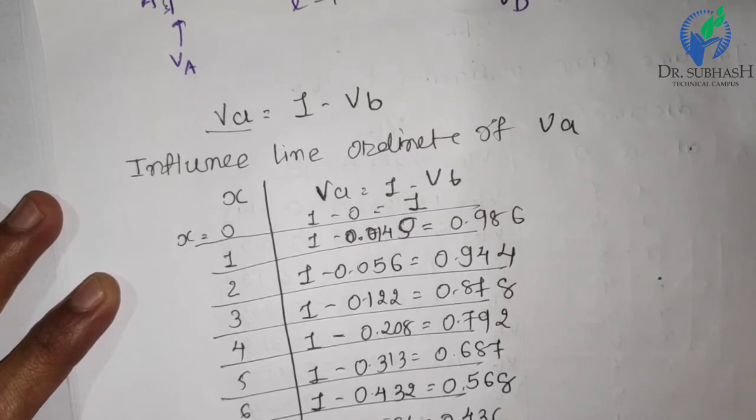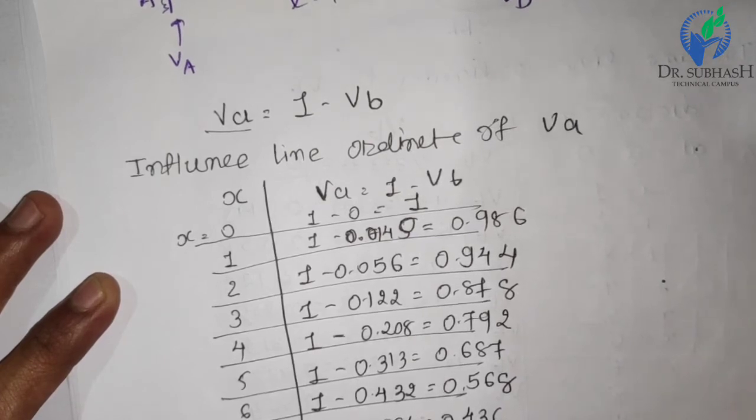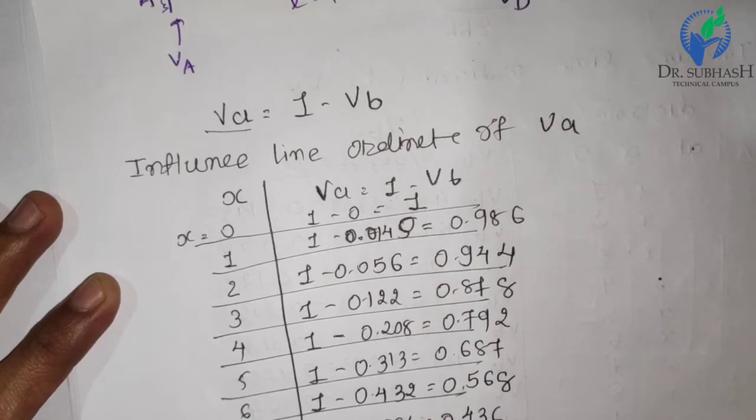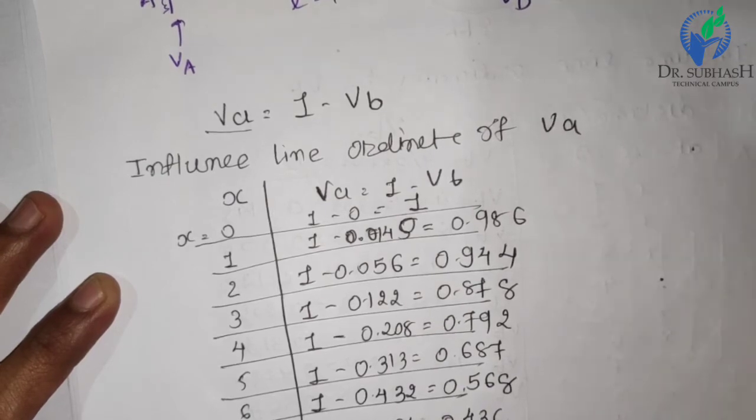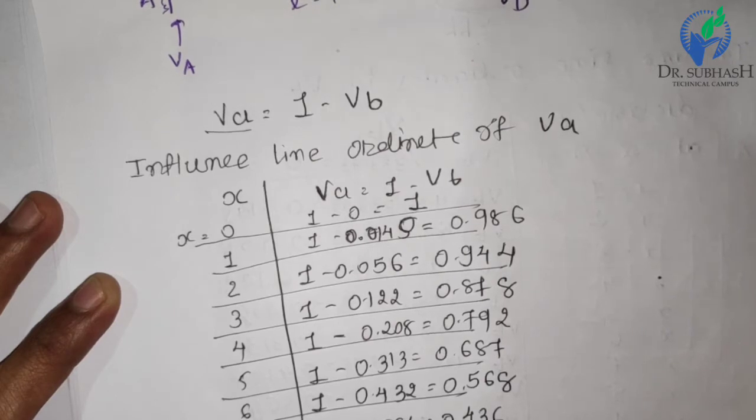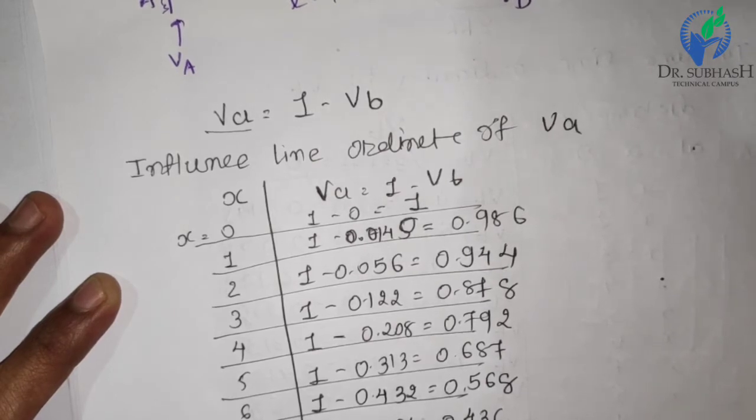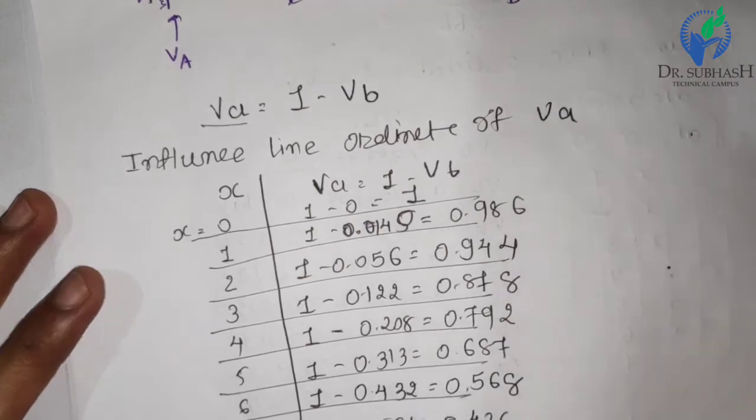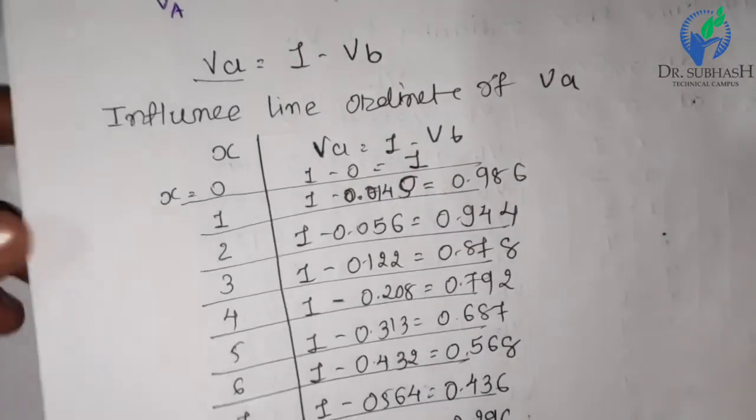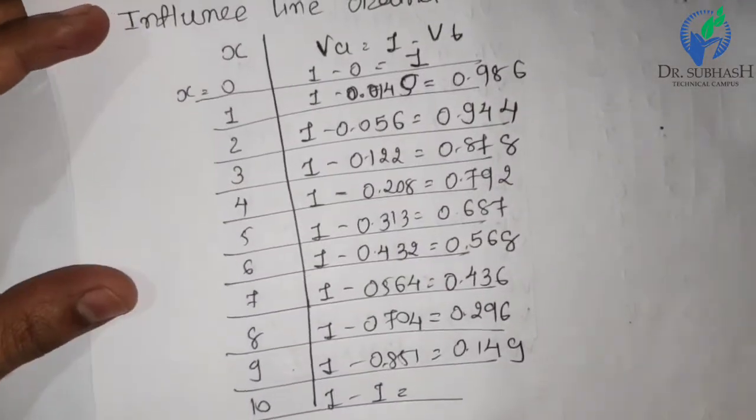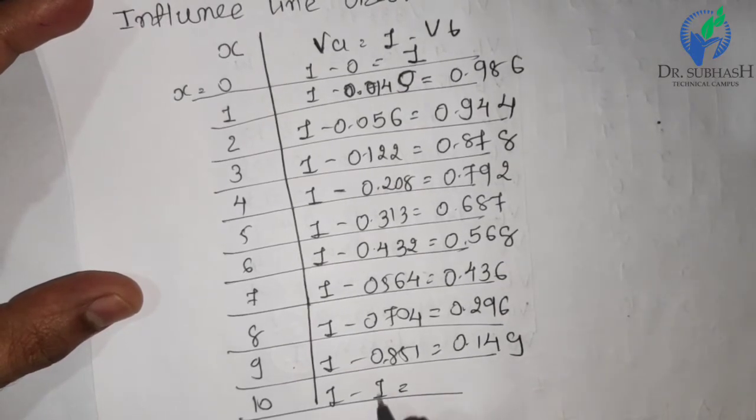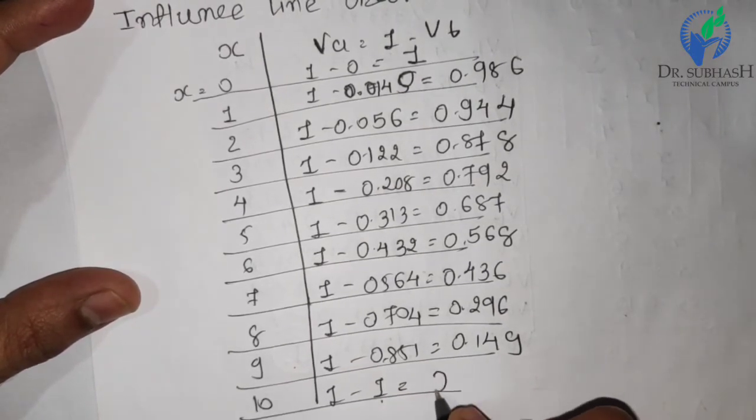Then 1 minus 0.7048. x is equal to 8, then our answer is 0.296. 1 minus 0.851, then our answer is 0.149. And 1 minus 1, because at 10 meter our VB is reached and we already applied the unit load at VB. So the reaction we evaluate at 1 minus 1 is 0.